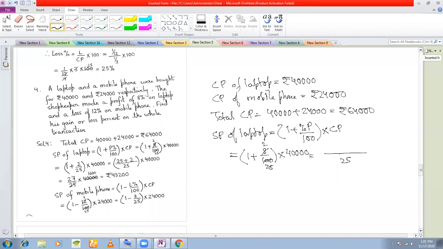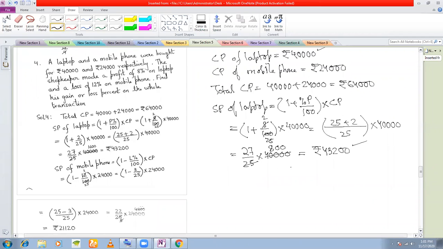So this is 25 plus 2 by 25 into 40,000, which is 27 by 25 into 40,000. Now you can cancel this 25 with 8, so therefore you get 27 into 800 as 43,200. So clearly he is purchasing the laptop at 40,000 and he's selling it for 43,200. Now let me see the mobile phone.